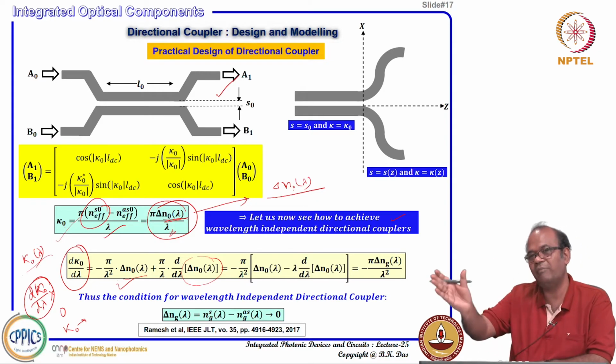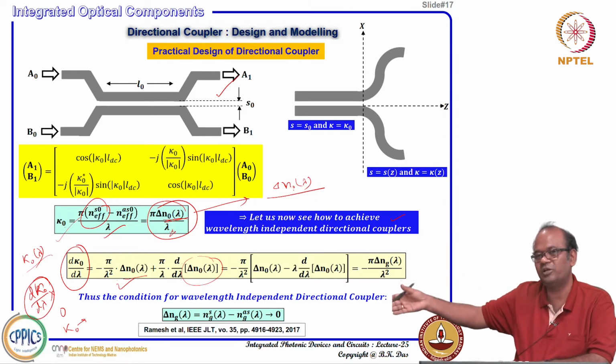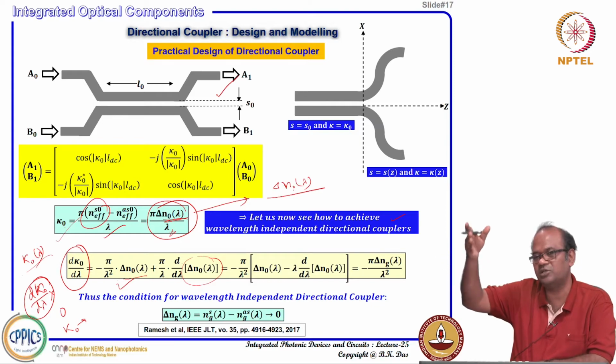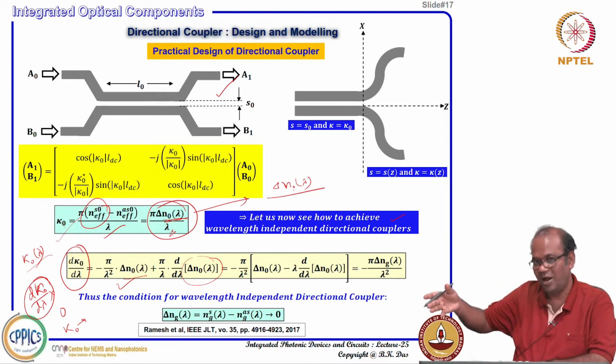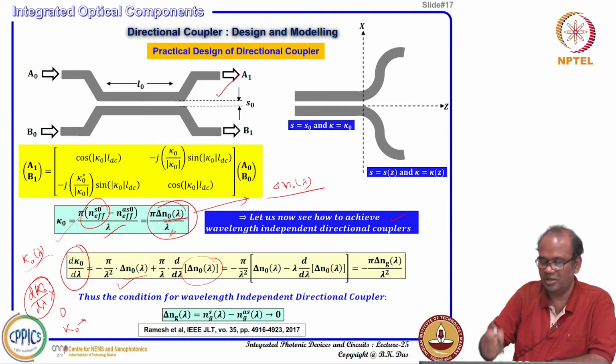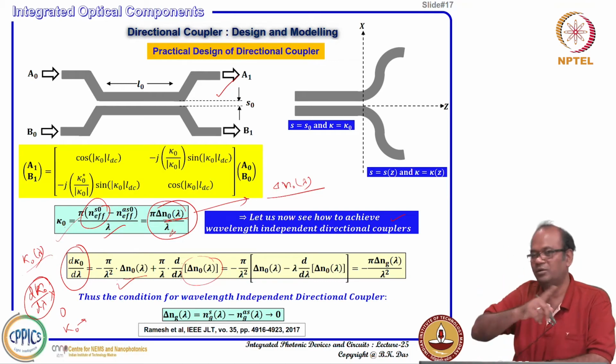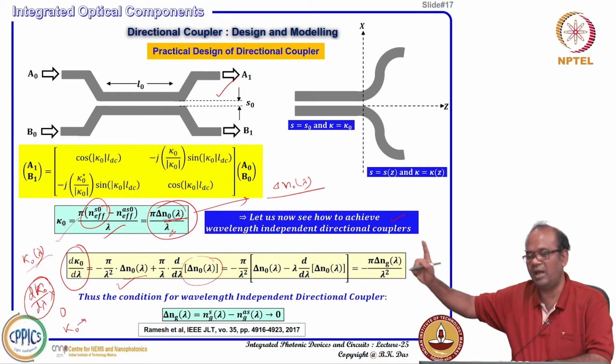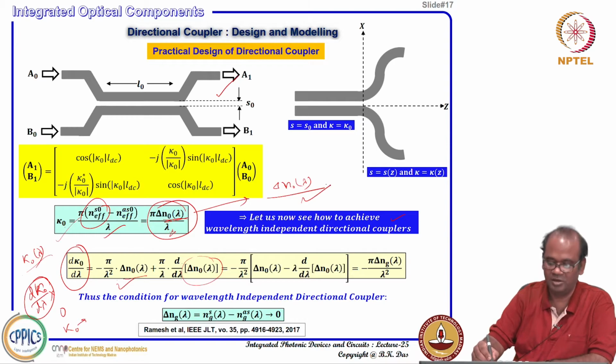I will tune lambda and find out the symmetric mode and antisymmetric mode, what is the effective index for the symmetric, what is the effective index for the asymmetric, and subtract that. That will be the delta n for that particular lambda. Tune lambda to another value, and another value. So you get a function, and from that function I will be able to find the value like this.